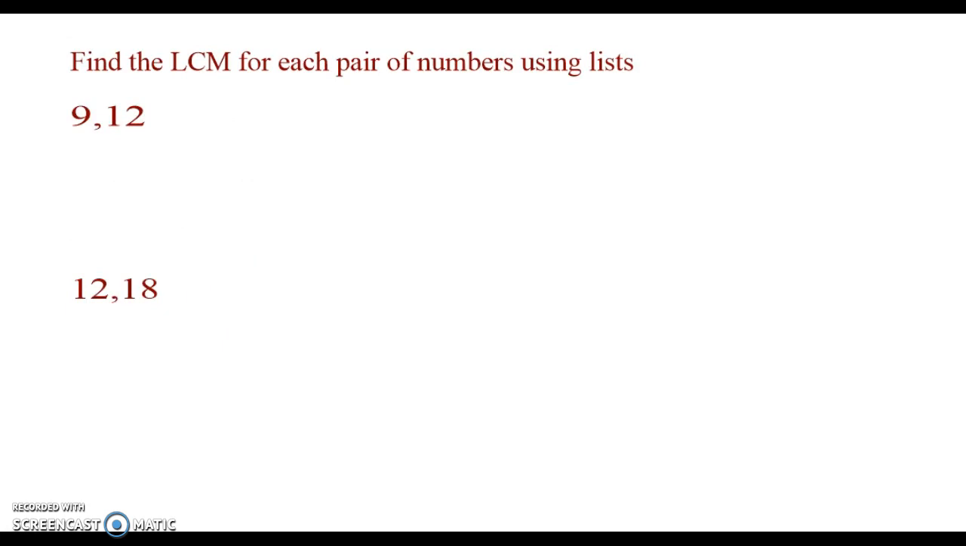So you can try these two on your own. Go ahead and pause the video. Okay, so if you listed out the multiples for 9 and 12, you would have realized that the least common multiple for 9 and 12 is 36. Also, if you listed out the multiples for 12 and 18, you would have found out fairly quickly that the least common multiple is 36 as well.